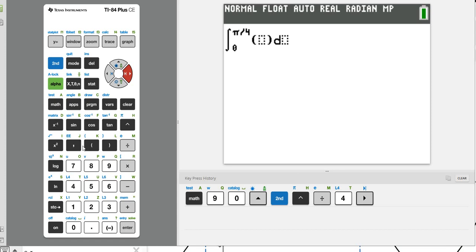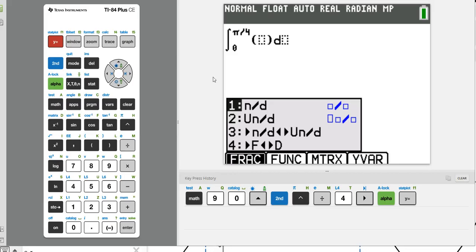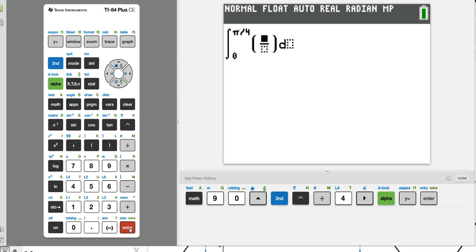Instead of doing it with a little slant with the division key, if you hit the alpha key and then the y equals key, the first option here allows you to do a fraction. Just press enter. Now you got a nice horizontal fraction. You're not going to have to play around with parentheses as much.